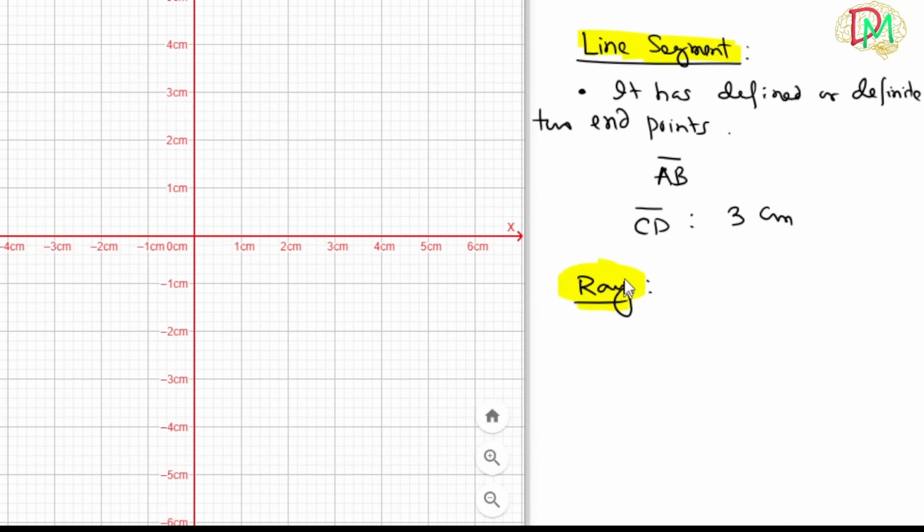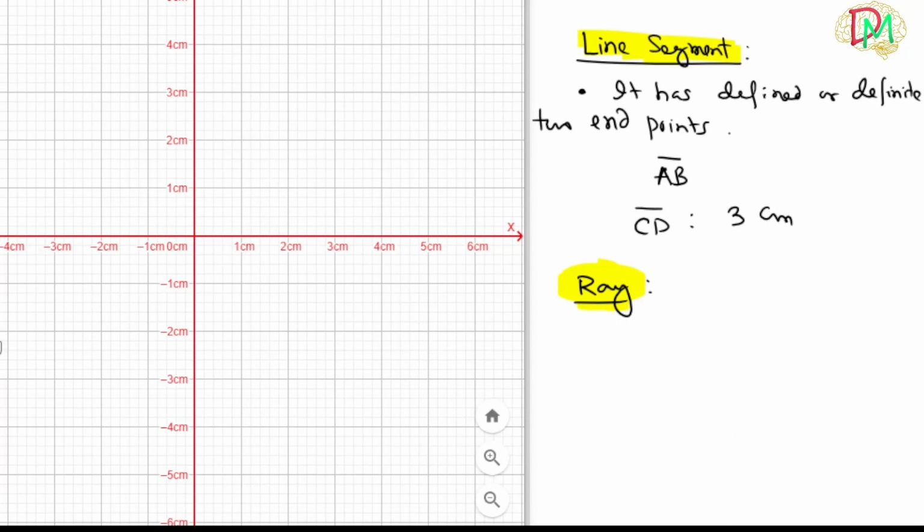Next we learn about ray. It is a line having one definite endpoint, but the other endpoint extended to infinite distance in one direction. Clear?